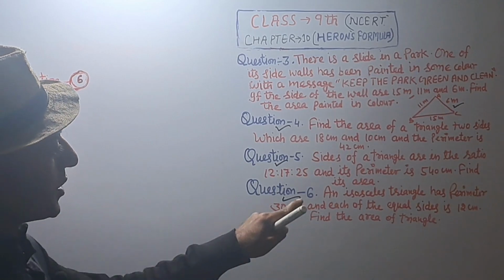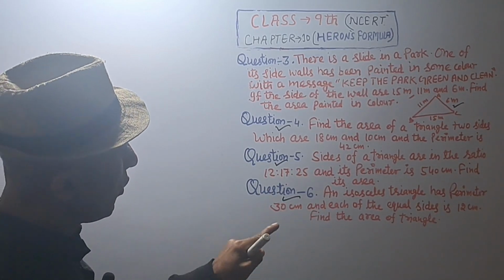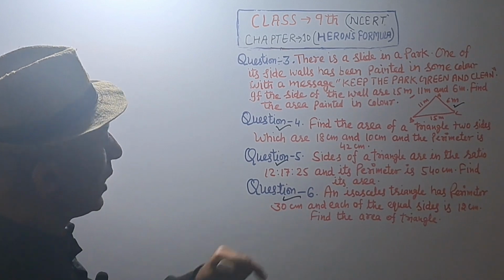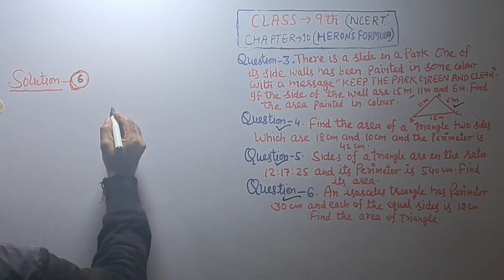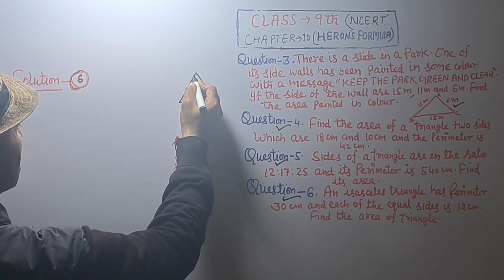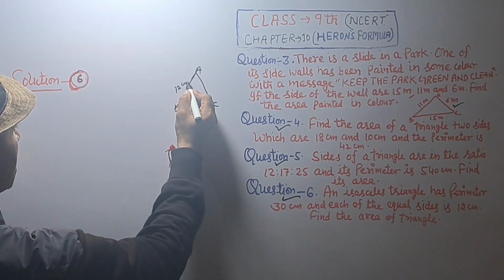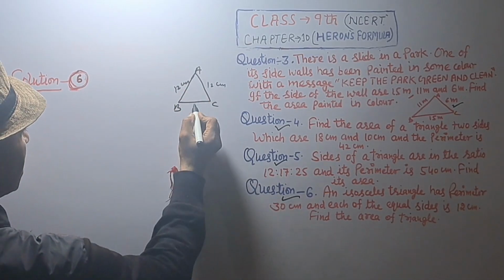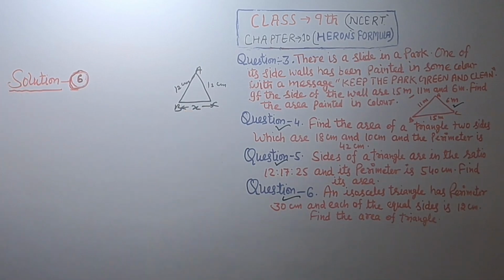Question number 6. An isosceles triangle has perimeter 30 centimeter and each of equal sides is 12 centimeter. Find the area of triangle. Isosceles triangle, that is ABC, 12 centimeter, 12 centimeter, and CB is x centimeter.